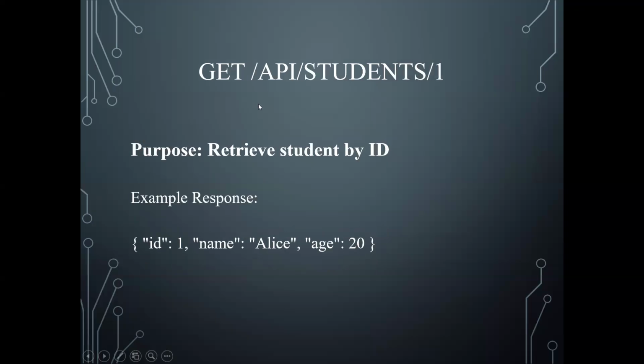Next one, we are retrieving a record based on this ID. So here, by making use of this GET request, followed by API, followed by students, and what is the student ID? That is 1. So here, retrieve student by ID. So we are getting ID 1, name equal to Alice, and age equal 20. So this is the JSON format. There we are defining all the values by enclosing within these double quotes.